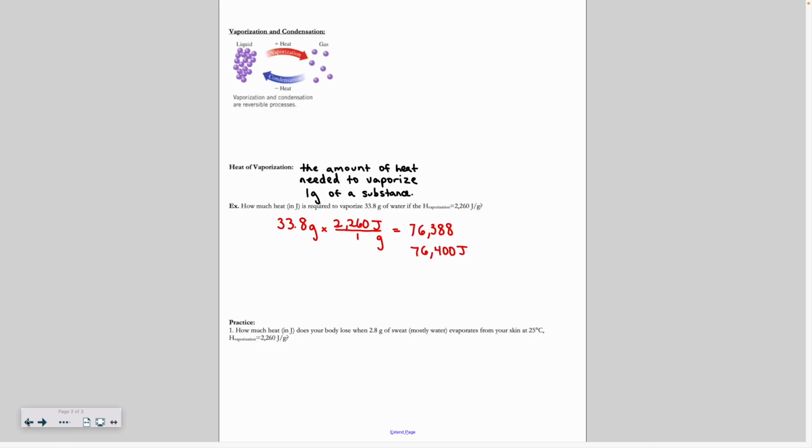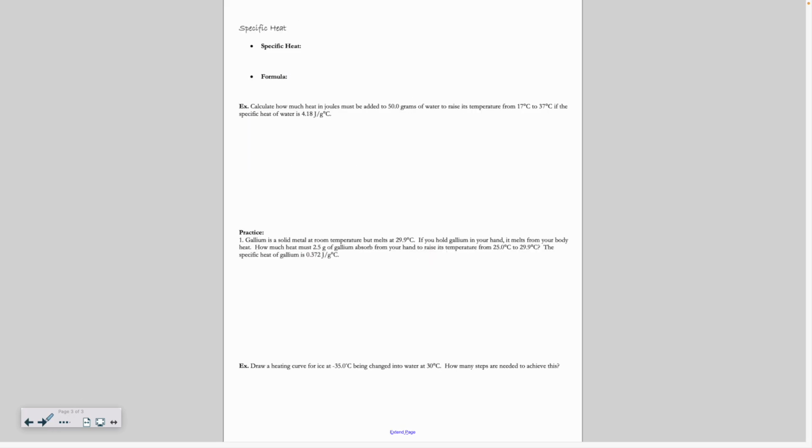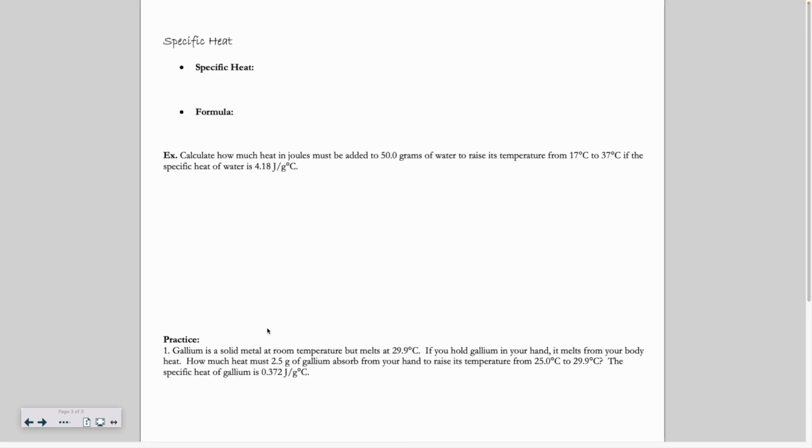All right, so that's wonderful. Sorry for that. But we just talked about heat of fusion. We talked about heat of vaporization. What if we're not changing state of matter, but instead we're changing temperature? If we're changing temperature, we've got one more concept to talk about, and that is your specific heat.